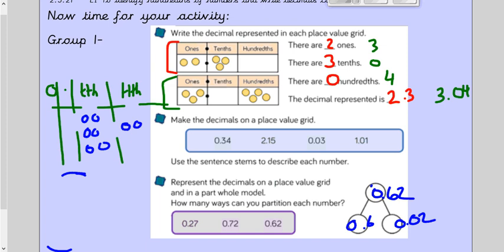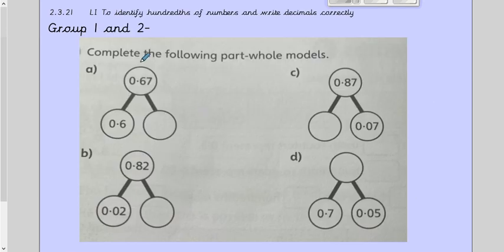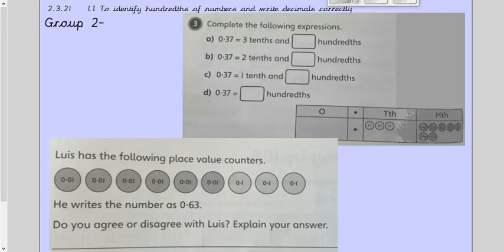Next one then, for group 1 and 2, so 0.67 is partitioned into 0.6 and 0.07. B would be 0.82, 0.02, and 0.8. C would be 0.8 and 0.07, and then this one, you fill in the top one, which is 0.75. Okay, I'll whiz through that because I'm aware of how long the video is going on for. Group 2, question 3, complete the following expressions.